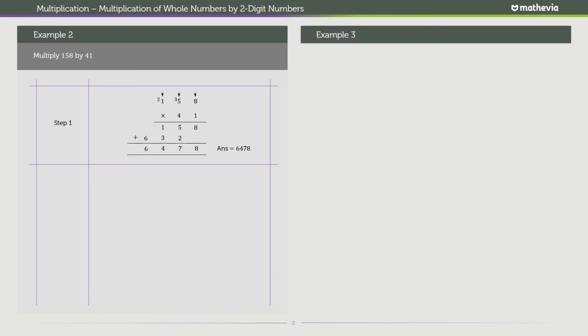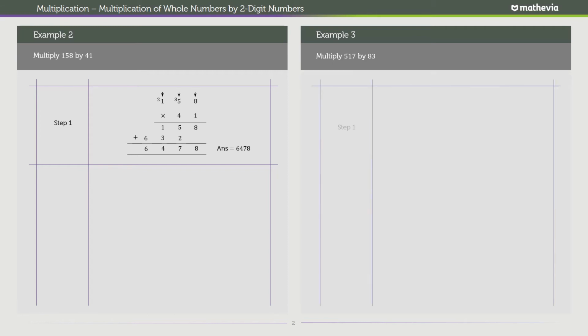Let's do one last example. Example 3. And example 3 says multiply 517 by 83. Okay, so multiply 517 by 83. And basically we start off with, we're going to multiply with 3, and then we'll multiply with 8. And we start off with 7. 3 times 7 is 21. Okay, so we write down 1 and we carry 2.